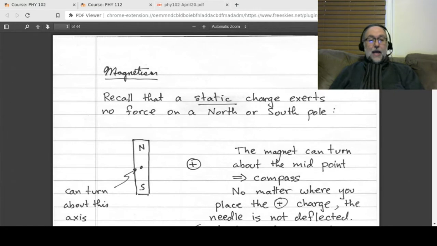So if you were to take a bar magnet and put it on a swivel, basically like a compass, and you put a positive charge nearby, and you can even move the positive charge slowly around it, it won't attract or repel the north or the south. And same thing with the negative, okay? So it appears that the two are different, but they're not.